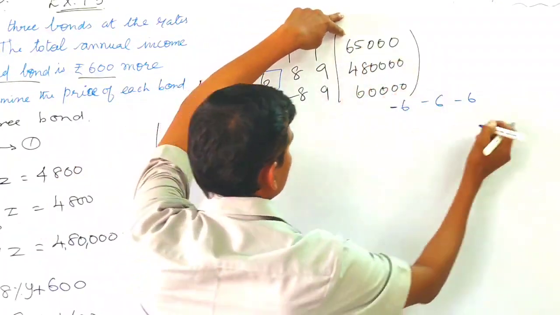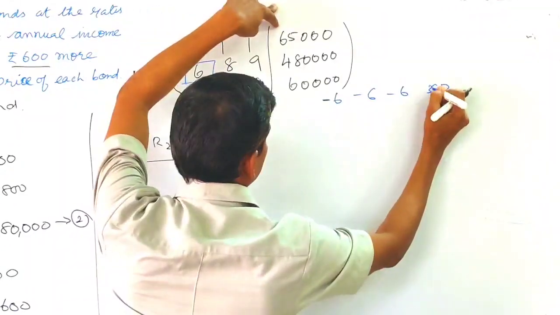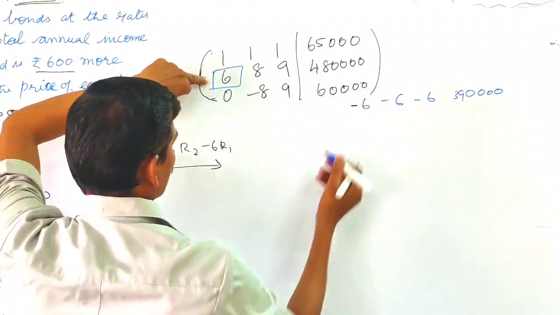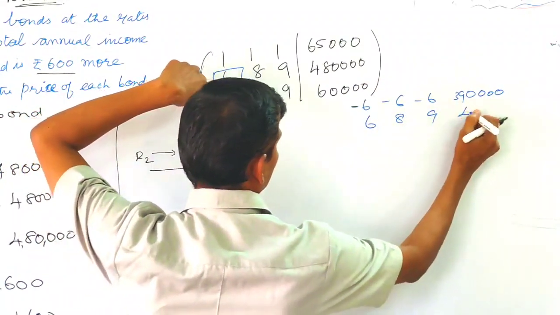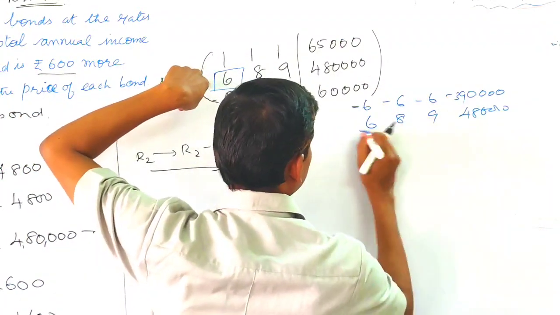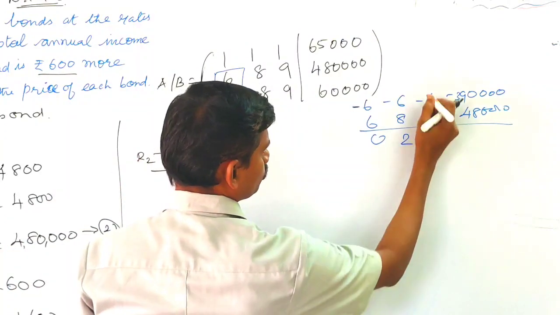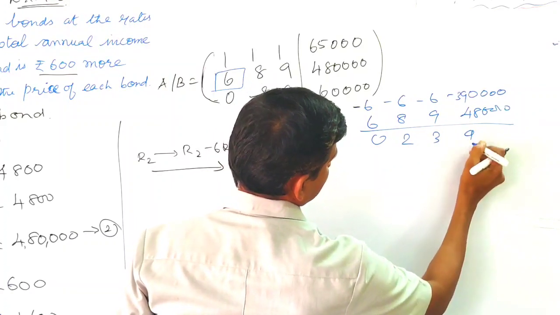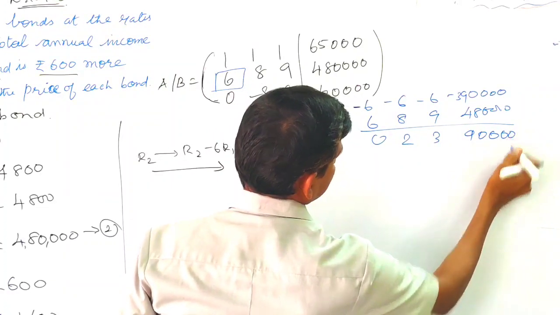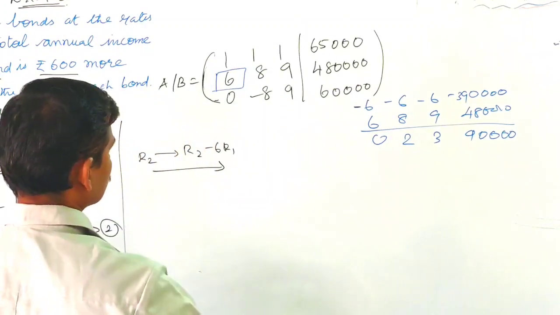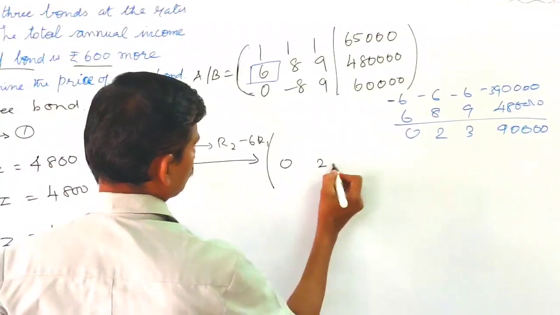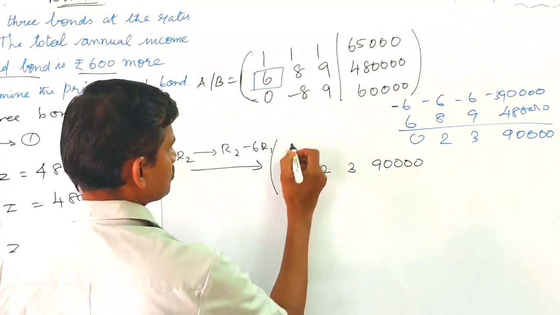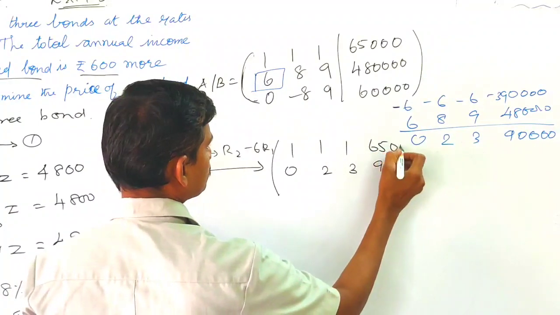Minus 6 into 65,000 gives minus 3,90,000. Then write row 2 as it is: 6, 8, 9, 4,80,000. Here subtract. So you get the answer as 0, 2, 3. Here 48 minus 39 gives 9, so 90,000. So the row 2 becomes 0, 2, 3, 90,000. Row 1 comes as it is: 1, 1, 1, 65,000.